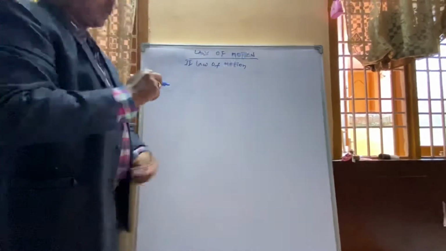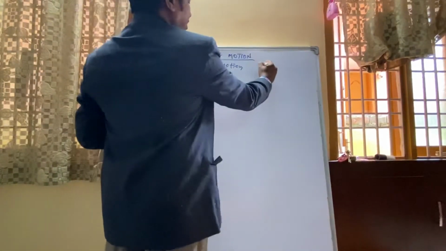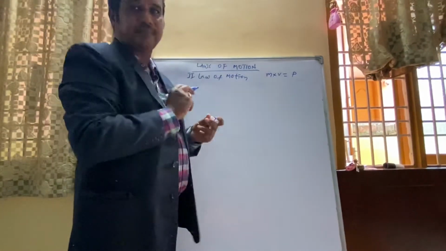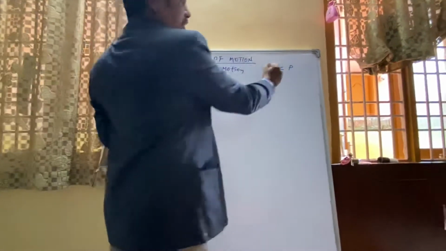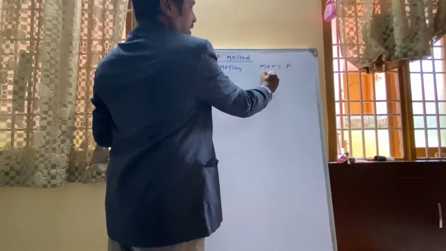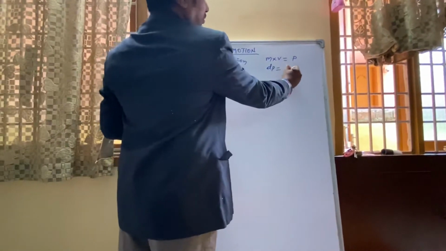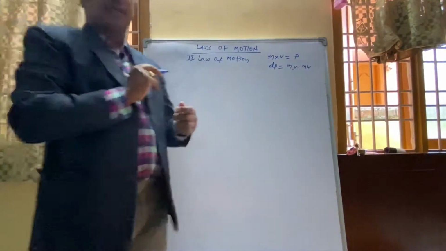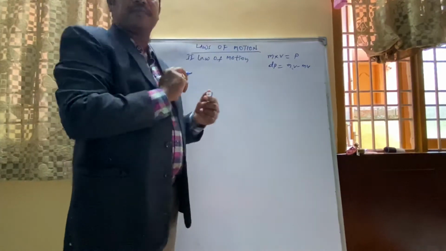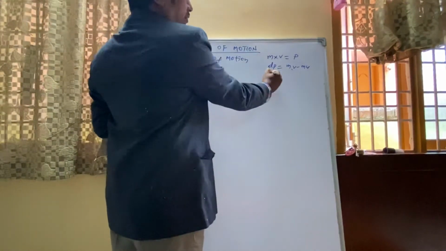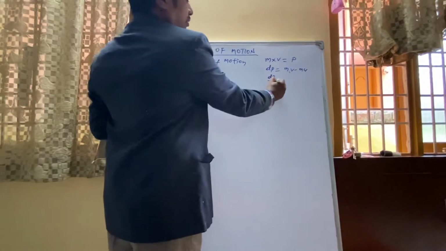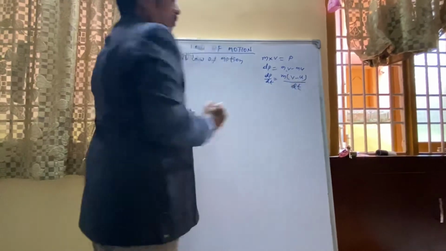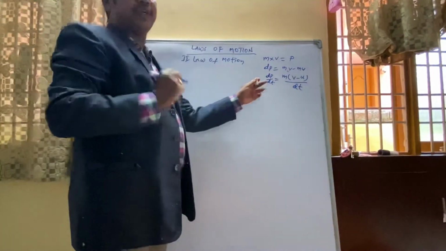Already we know the fundamental concept: mass into velocity is the momentum. When you want to denote a change in momentum, you write dp. So dp equals mv minus mu. The rate of change of momentum will be given by dp by dt equals m into (v minus u) by dt.